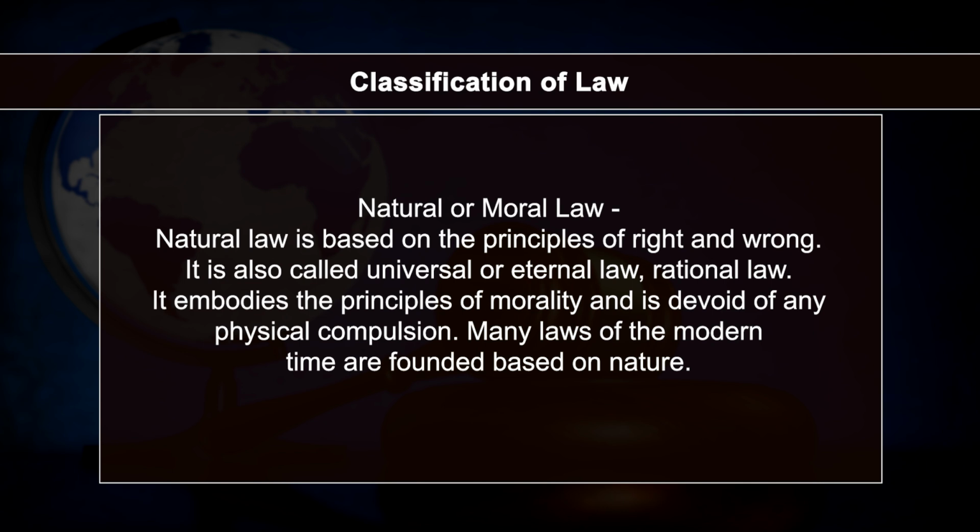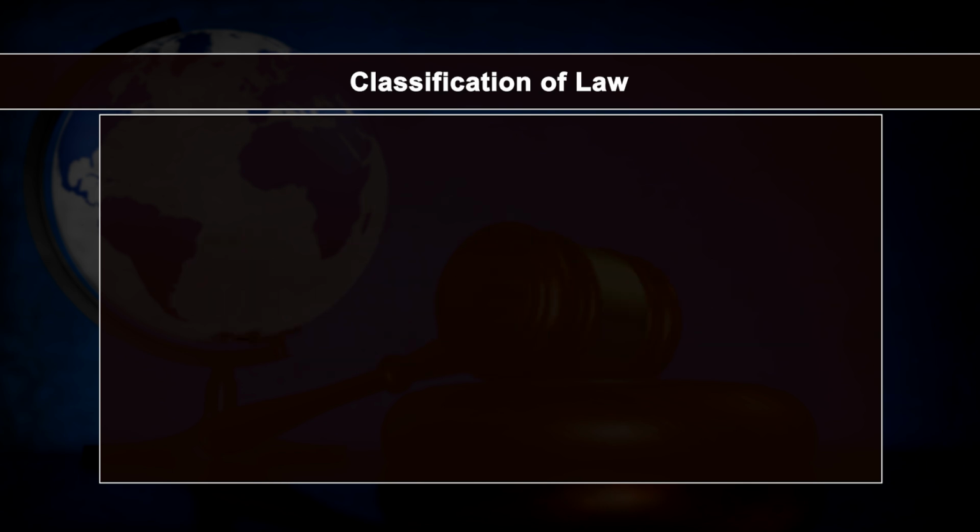Moving further, natural or moral law. Natural law is based on the principle of right and wrong. It is also called universal or eternal law. Rational law, it embodies the principles of morality and is devoid of any physical compulsion. Many laws of the modern time are founded based on nature.